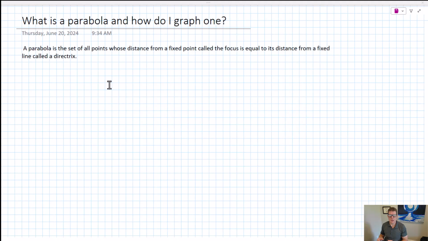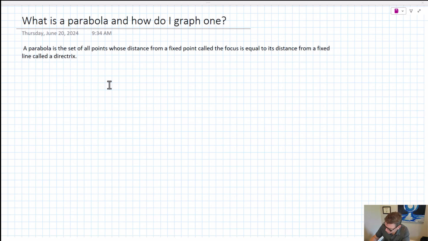There are some side things that we're going to need to know about parabolas, and I'm going to have those show up inside of later videos. So let's start out with defining what a parabola is. A parabola is the set of all points whose distance from a fixed point, called the focus, is equal to its distance from a fixed line, called the directrix.